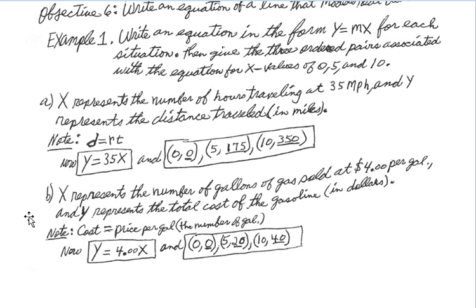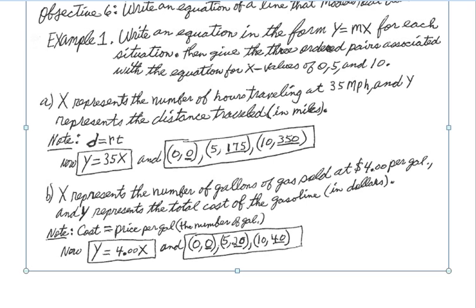Now, to generate the ordered pairs when x is 0, 5, or 10, we substitute each of those three respective values for x and generate the corresponding y values, so that when x is 0, y is 0. When x is 5, y is 20. When x is 10, y is 40. So those are the three ordered pairs generated from that equation.